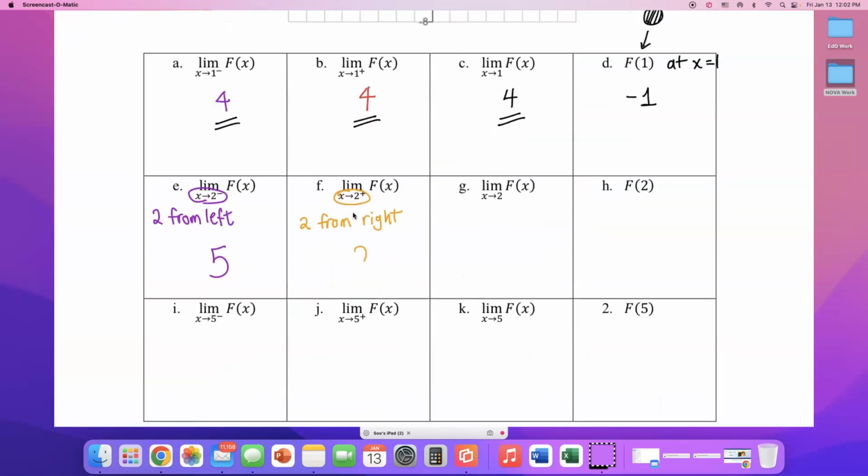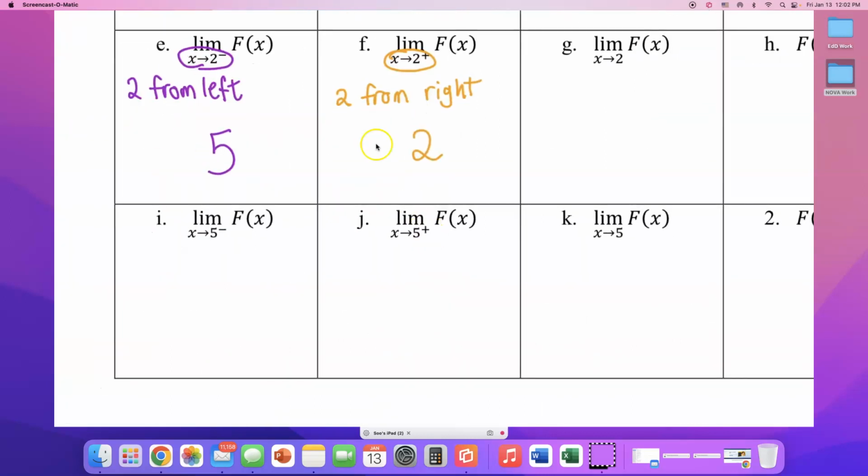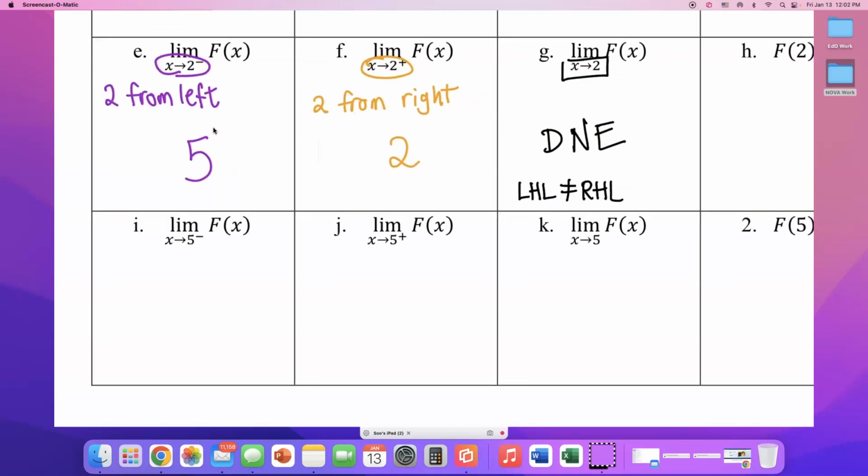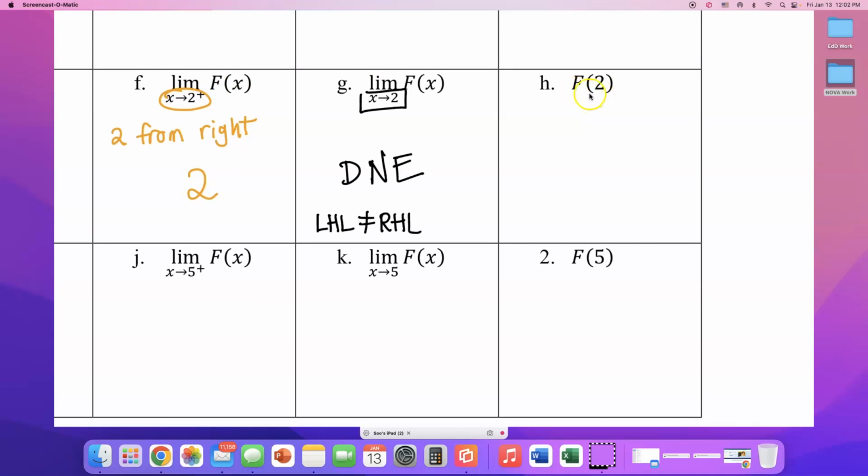Oh no, look at this. Notice this time, the left-hand limit was 5. The right-hand limit, which was 2, they're not the same. So the general limit as x approaches 2 does not exist because 5 does not equal 2. Okay, the general limit does not exist because the left-hand limit does not equal the right-hand limit at x equals 2. Okay, all right, let's find the function value f at 2.